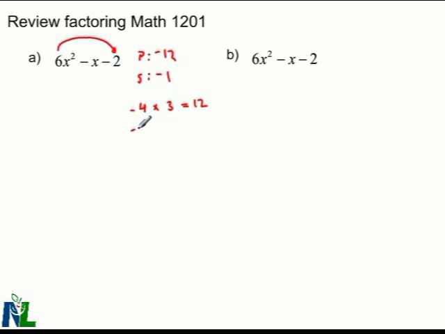So if I were to take negative 4 times 3, that gives me negative 12. And negative 4 plus 3 gives me a sum of negative 1. So using the decomposition method, I want to take the middle term, or the negative x term, and break that apart into positive 3x and negative 4x.